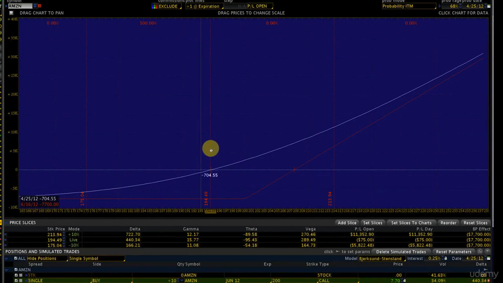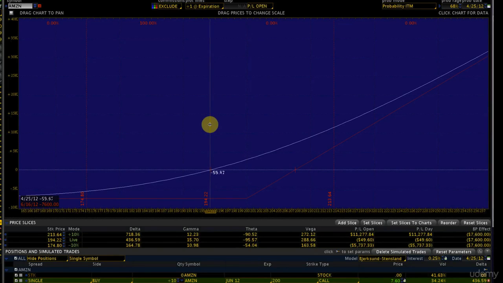But we're still going to see losses on this position. We're going to see losses if Amazon moves down by about $20. We're going to see a loss of about $5,000. How can we protect this? This is where the concept of spreads comes in. Spreads have a few different advantages.